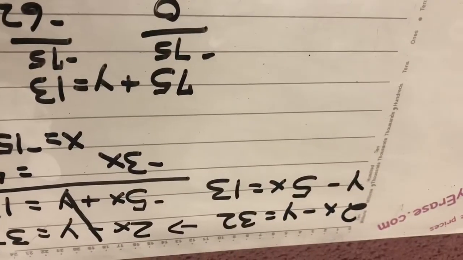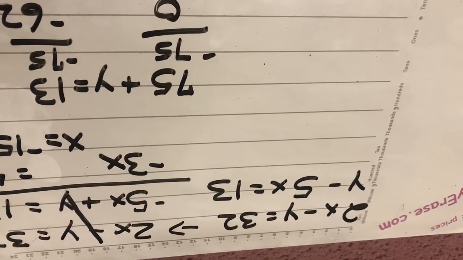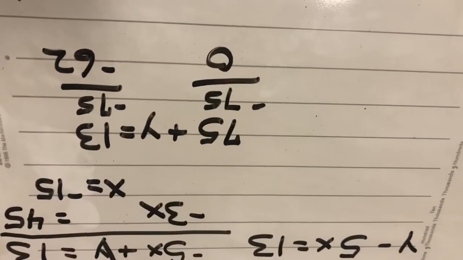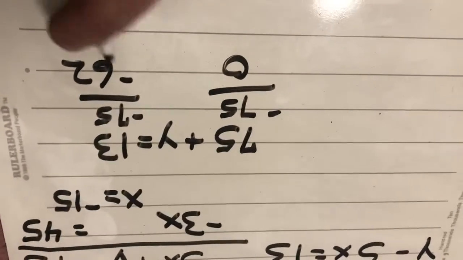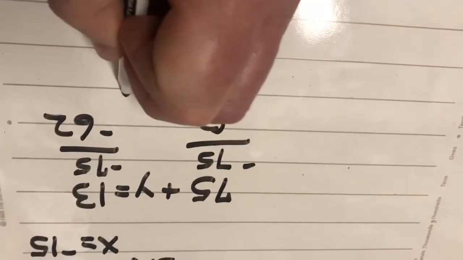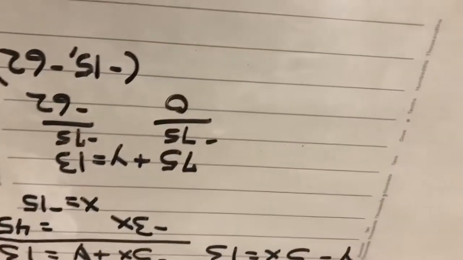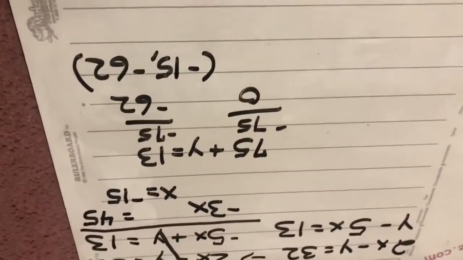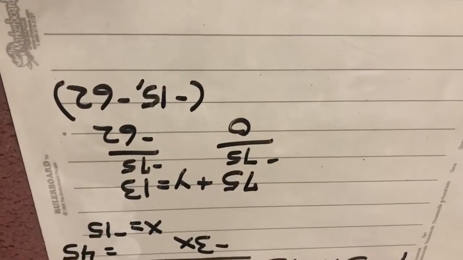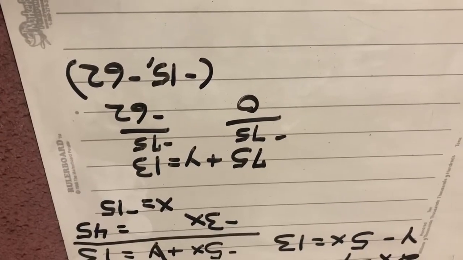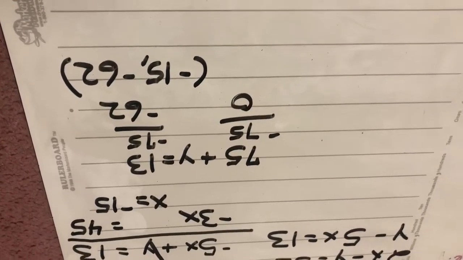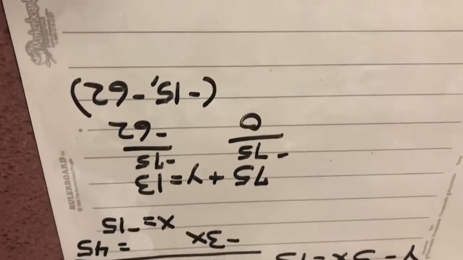So I'm going to see that my intersecting point is going to be negative 15, negative 62, and that's going to be my intersection point. Kind of some odd numbers. We don't usually have numbers that large, but I can assure you that the intersection point for this system of linear equations is negative 15, negative 62. All right, now let's look at another example.